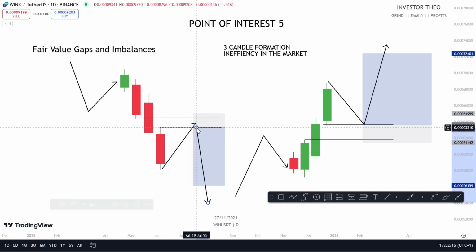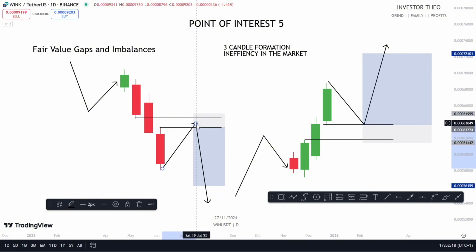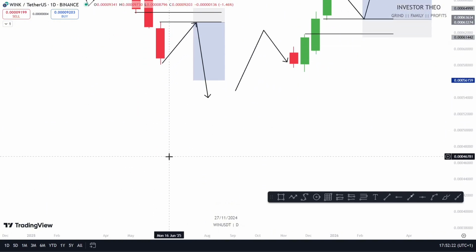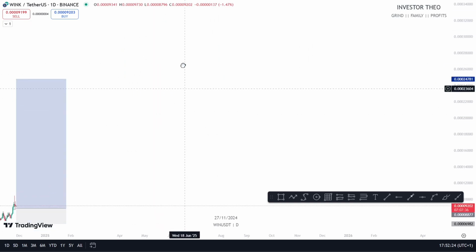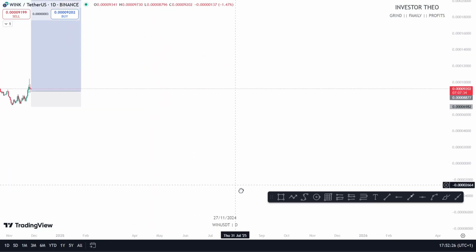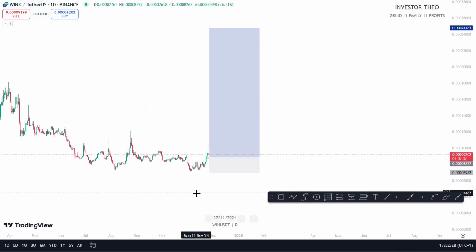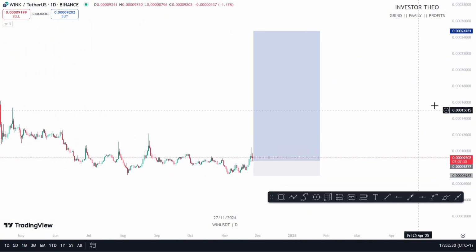But I want to do a live example so that those of us that are staying with me up to now will see how it plays out on the chart. So let me go to the chart. Okay, so I can show you a live example. This is a real-time chart on WIN USDT.